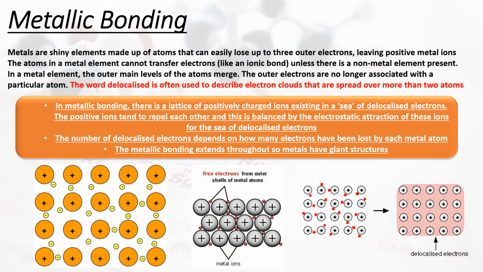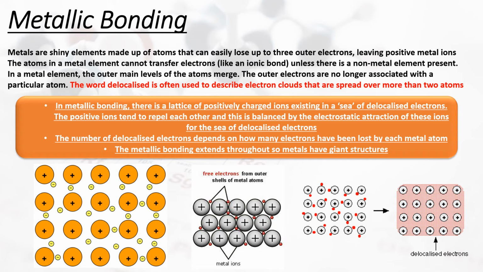Then finally, we can look at metallic bonding. So metals are shiny elements that are made up of atoms that can easily lose up to 3 outer electrons. We said for ionic bonding, metals tend to have 1 to 3 electrons, and losing those is the easiest way to get to the stable electron configuration of 8 electrons in the outer shell. And so these metals can very easily lose their outer electrons and leave positive metal ions.